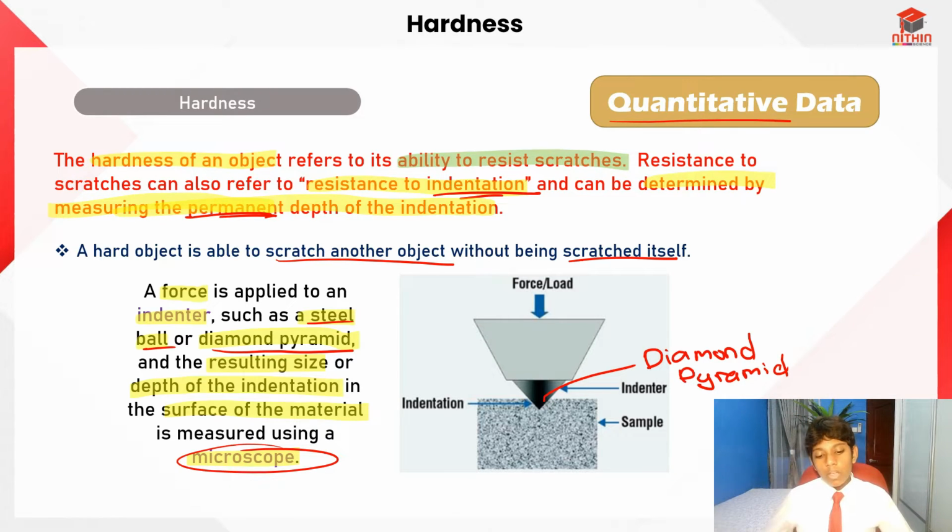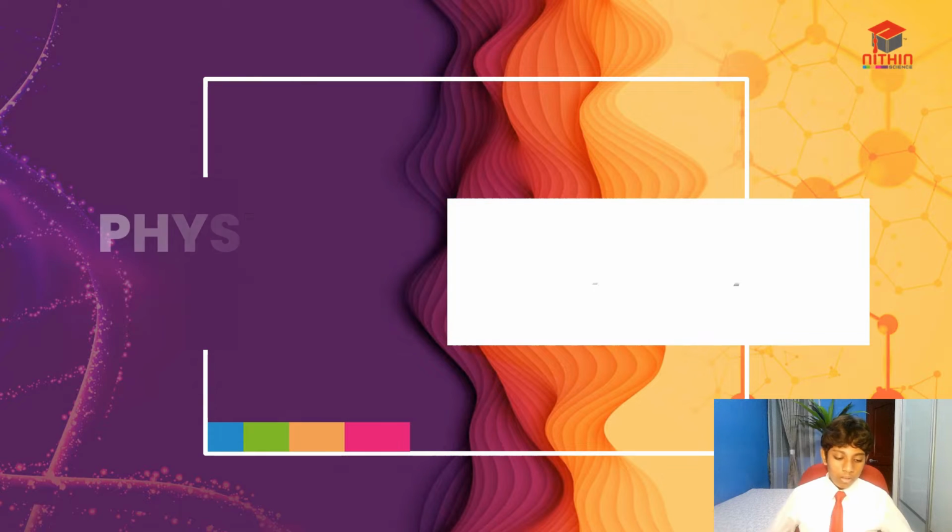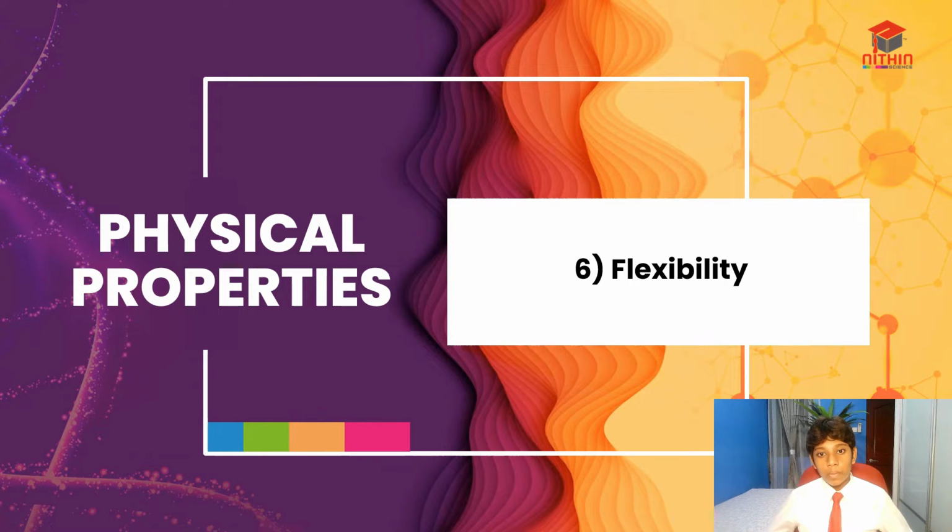Okay, so I hope you understood hardness. Hardness is basically the ability to resist scratches or resistance to indentation. Both have the same meaning. I hope you understood this physical property, hardness. Now let's move on to the next one. The next physical property is flexibility, something you have learned in primary school as well.